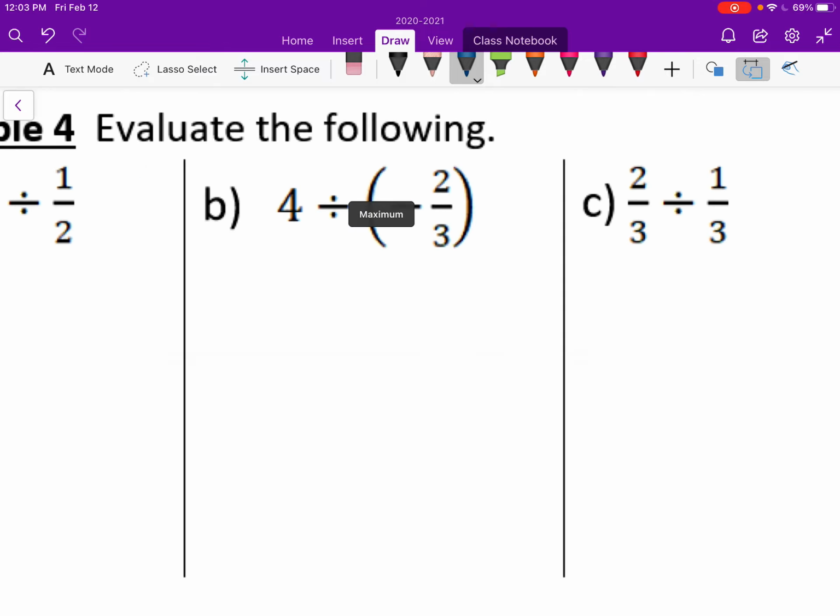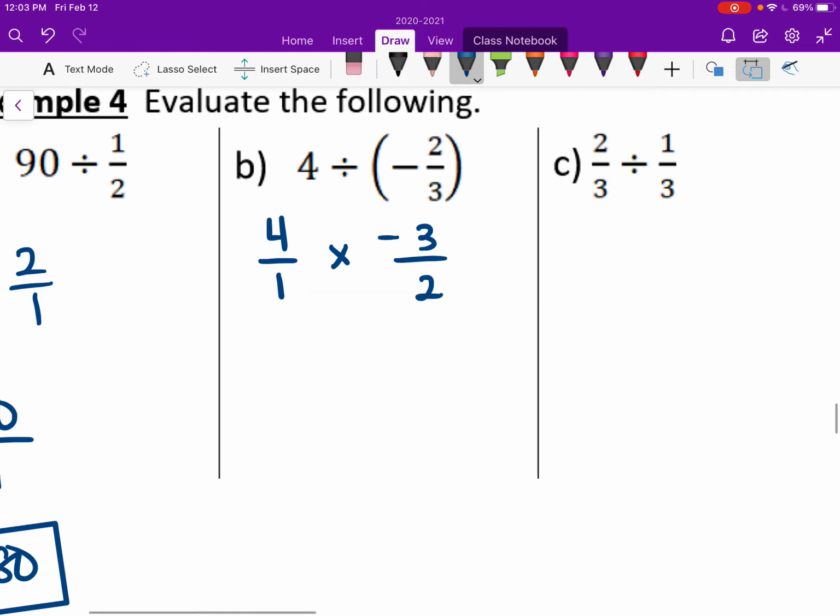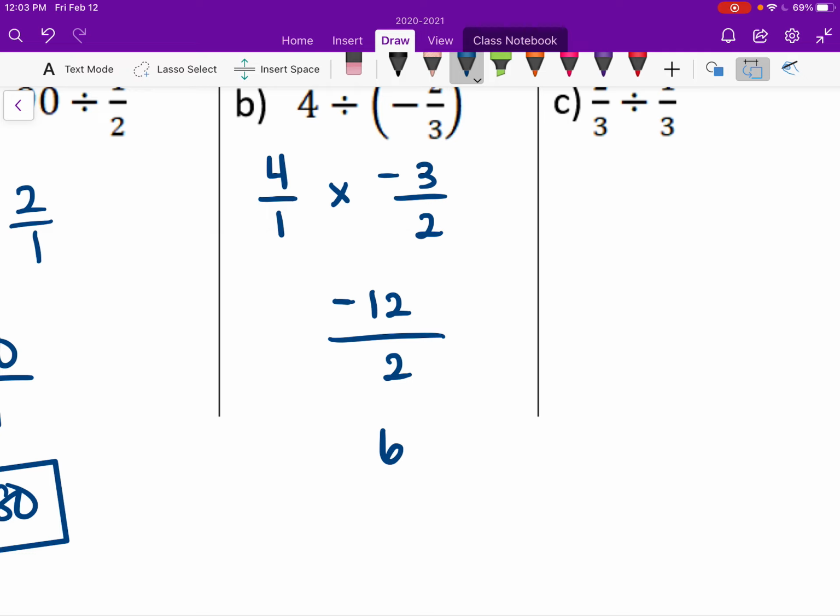Same thing over here. When you have a whole number, it's just over 1. Keep this first fraction, change the sign, flip the second fraction. Now you have 4 times negative 3, which will give you negative 12, sorry. And then you have 1 times 2, which is 2. Reduce that to negative 6 over 1. So I'm just going to leave it as negative 6.